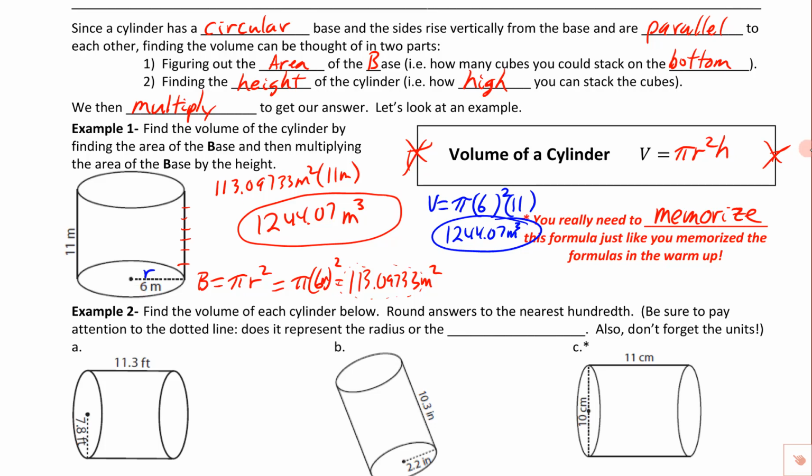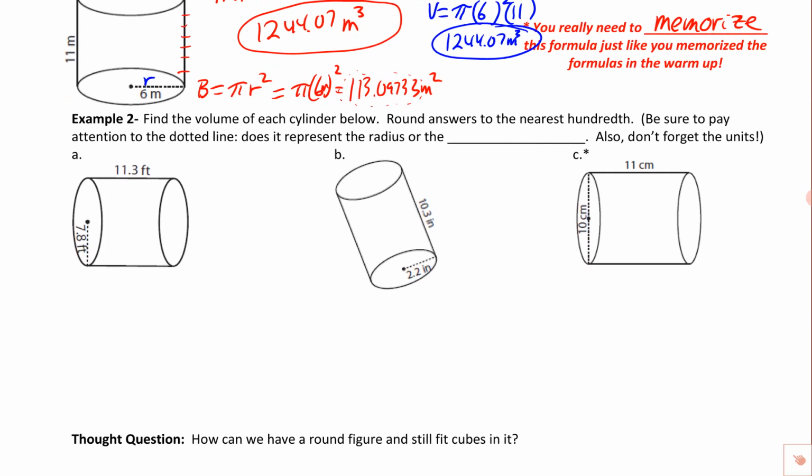So I'm going to come down here. We're going to take a look at a couple more problems. We're going to talk about a typical question that many people have when we're doing these, and then we're going to do a problem from the assignment. So it says find the volume of each cylinder below, round answers to the nearest hundredth. Be sure to pay attention to the dotted line. Does it represent a radius, or does it represent the diameter? If it represents the diameter, remember the formula does not involve the diameter, so we've got to make sure that we compute the radius before we plug those in there. And again, also, don't forget the units. Always make sure you've got the units right.